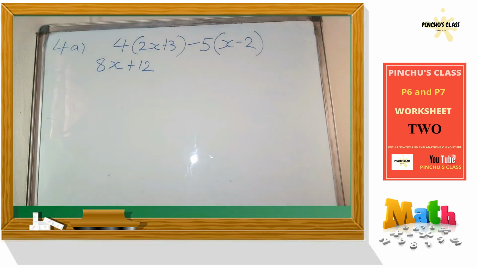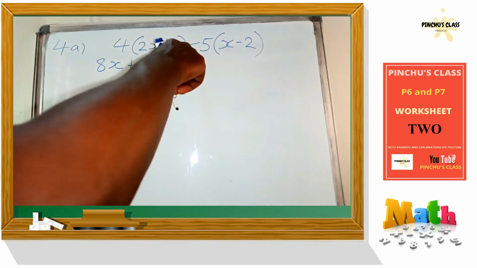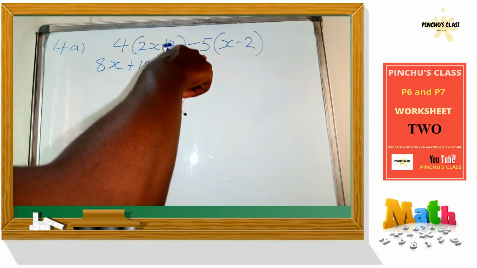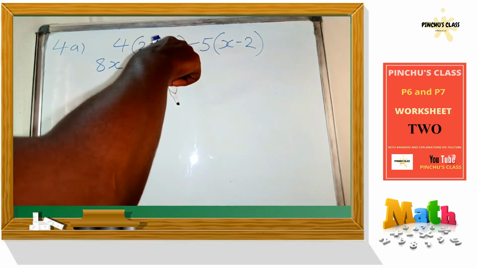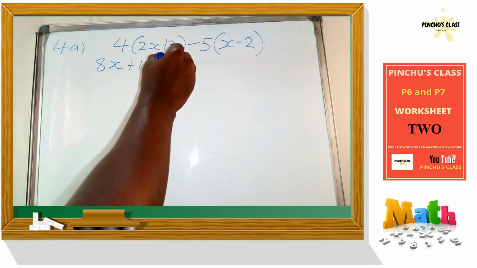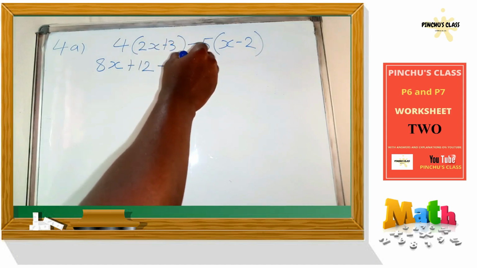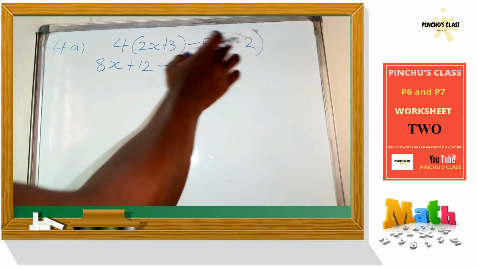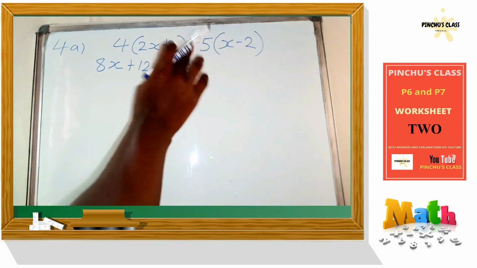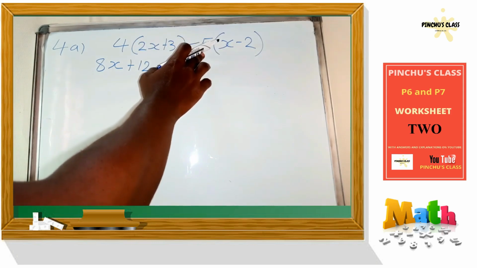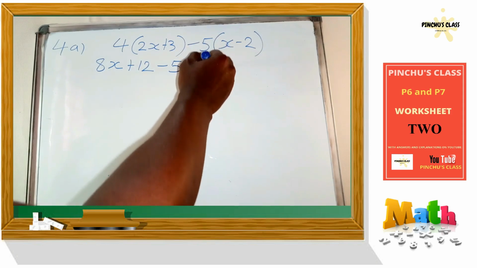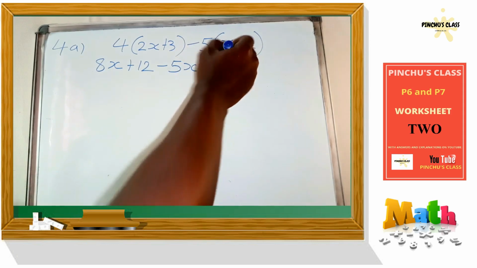Now when we go to the next part, this one is a negative and this is a positive. A negative times a positive, we get a negative. So negative 5 times x is going to be negative 5x. And then this is a negative, and also this is a negative. A negative times a negative, we get a positive. So this is going to be negative 5 times negative 2, which gives us positive 10.